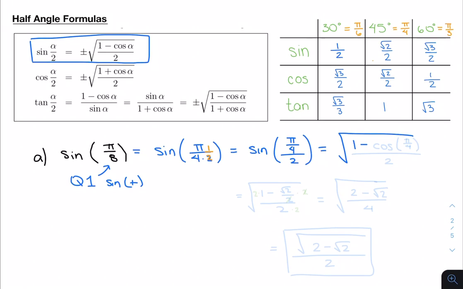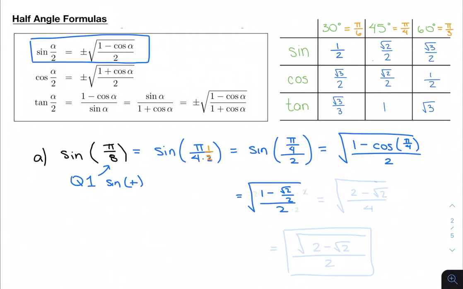of alpha. Our alpha is this number on the top, so it's pi over 4. So we have cosine of pi over 4 all over 2. And let's just simplify this. So we want to evaluate this. We know that cosine of pi over 4 is just the square root of 2 over 2. So we can write that instead, and that's all over 2.